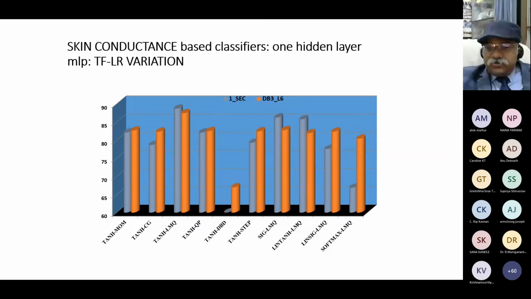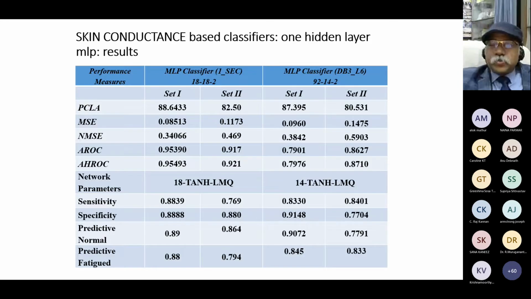If you see, there are so many transfer functions and combinations of transfer function and learning momentum, like tanh mom, tanh CG, tanh LMQ, all that. So combination, wavelet combination, 1 second DB3. If you see the difference, you can see that for different combinations you are getting different accuracies. Then secondary based classifiers, one hidden layer MLP results, so many things.